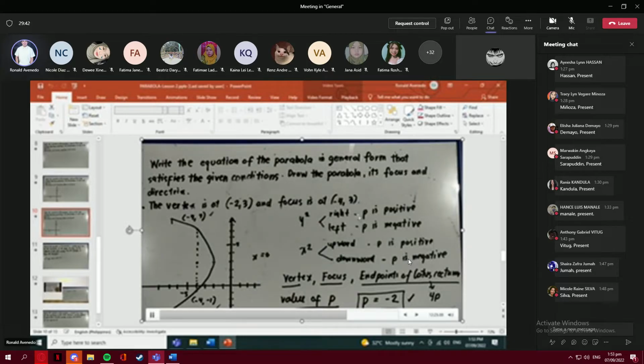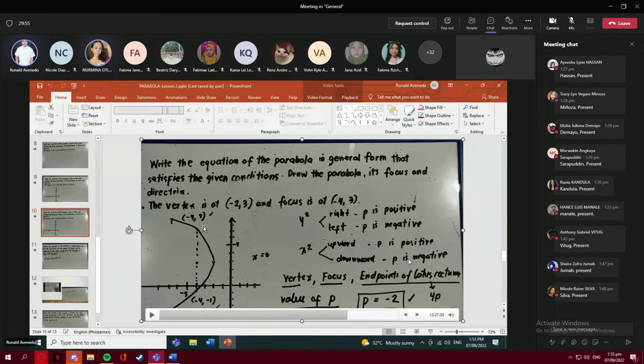I'll give you 2 minutes to copy the question. Question so far? The shortcut method? Sir, ask ko lang po, how po nakuha yung ulit yung endpoints ng latus rectum, yung negative 4, 7, and negative 4 and negative 1? Okay. Paano natin makuha ang endpoints ng latus rectum, negative 4, 7?